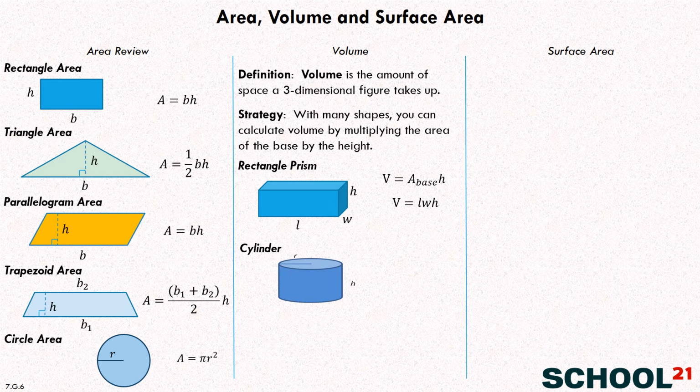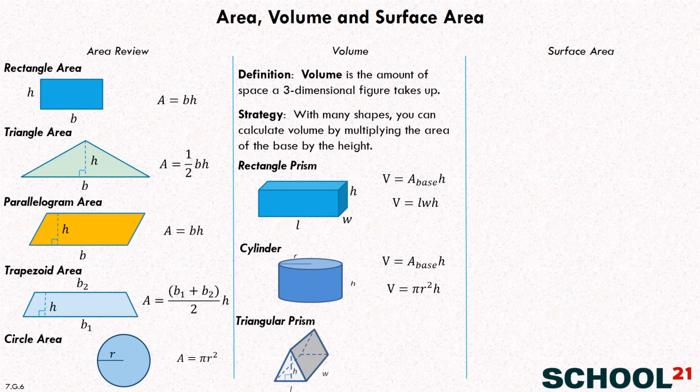How about for a cylinder? Well, same thing. The area of the base times the height would be the volume. But what is the area of that base? If you think about that shape, if you turned this cylinder on its end, what would you see? Well, you'd see a circle with radius r. And we know from over here that the area of that is pi r squared, so we can put that in for the area of the base. So volume for a cylinder is pi r squared h.